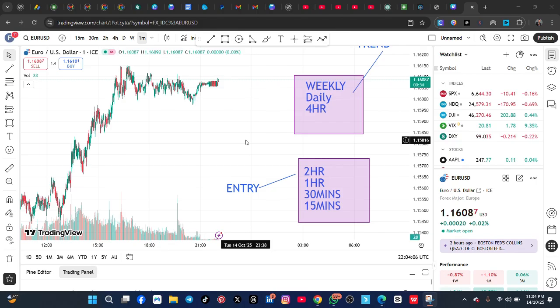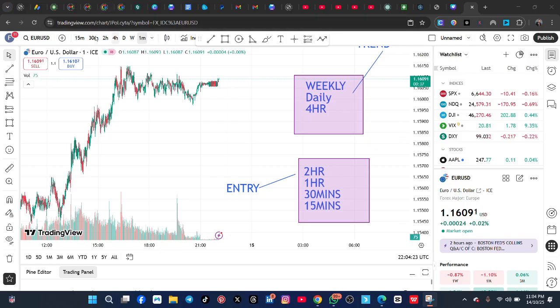Remember, I taught you that we have the monthly time frame, the yearly time frame, we even have the weekly time frame and all of that. So you have to understand how the market is behaving in each of those time frames in order for you to take your trade. All right, so let's come here.